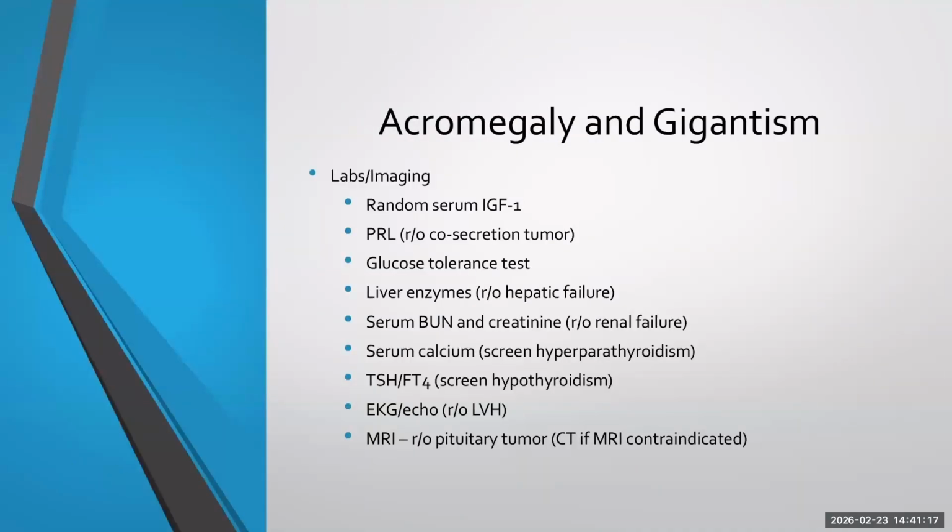Labs: random serum IGF-1, just to see what it's like. Get your prolactin levels in case there is a co-secretion from a tumor. Some of these, you may have a tumor making growth hormone, but those lactotropes may be involved as well, and they may start pumping out a lot of prolactin too. Here's our glucose tolerance test. Liver, kidney, get your calcium to see how the parathyroids are doing. Your thyroid function, echo, and an MRI. Make sure you don't have a pituitary tumor there or not.